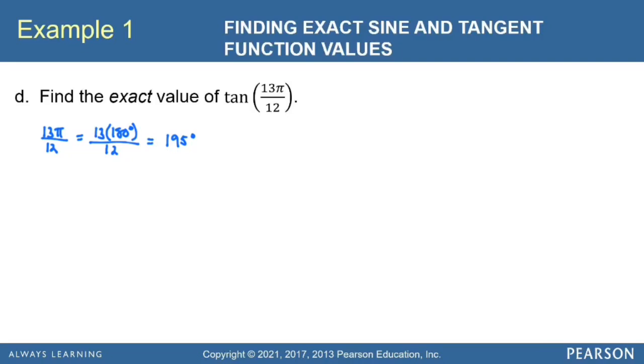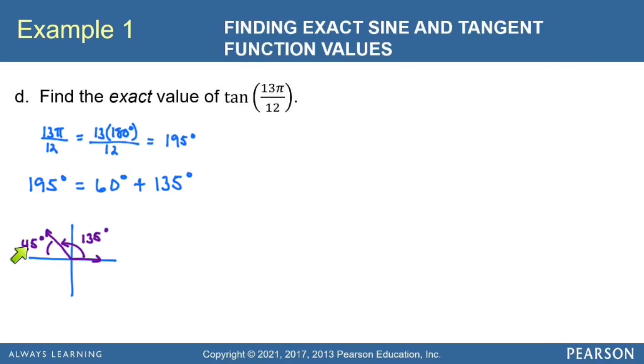If we think of 195 degrees as 60 plus 135 degrees, we know that in order to use our formula, we're going to need to know the tangent of both of these numbers. Obviously, the tangent of 60 degrees is square root of 3. Now, 135 degrees is a quadrant 2 angle with a 45 degree reference angle. Tangent values are negative in quadrant 2, and the tangent of 45 degrees is 1. So that means the tangent of 135 degrees is negative 1.